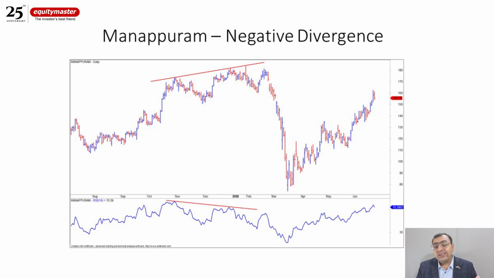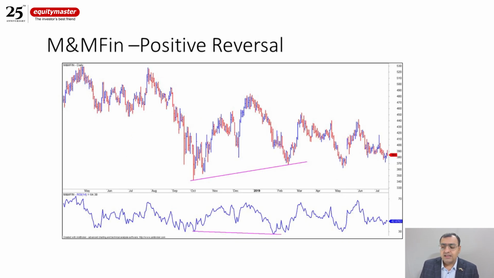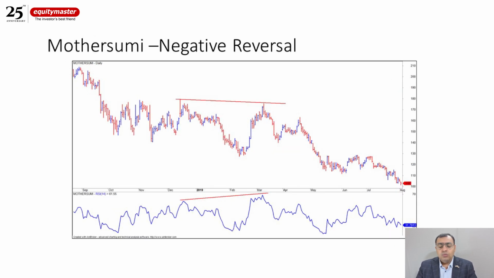There is another concept called reversals on RSI. It's basically opposite to divergences. Your prices form a higher low, but RSI forms a lower low. Negative, prices form a lower high and RSI forms a higher high. So this generally comes, examples are M&M Finance. Look at prices forming a higher high, RSI forming a lower high. So that's how the reversals play out. Well, this is again debatable, how to play divergences and reversals.